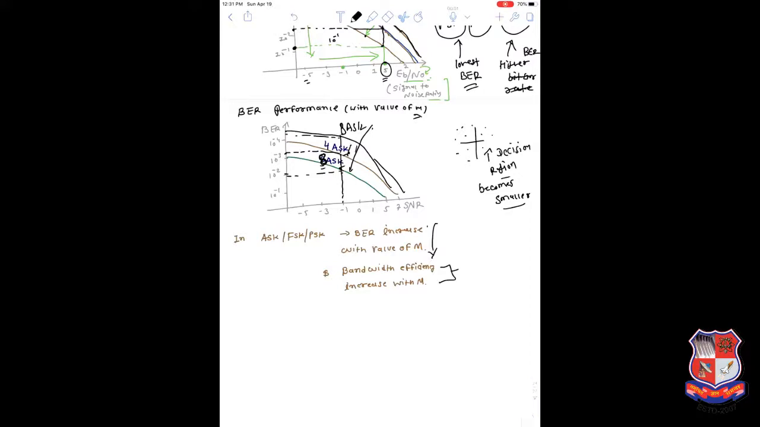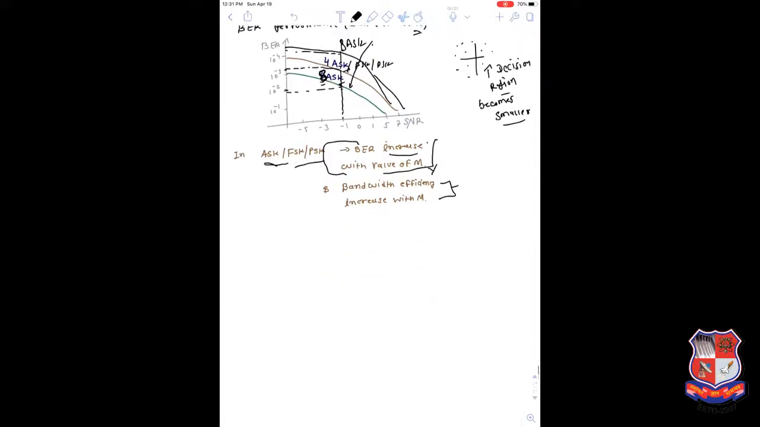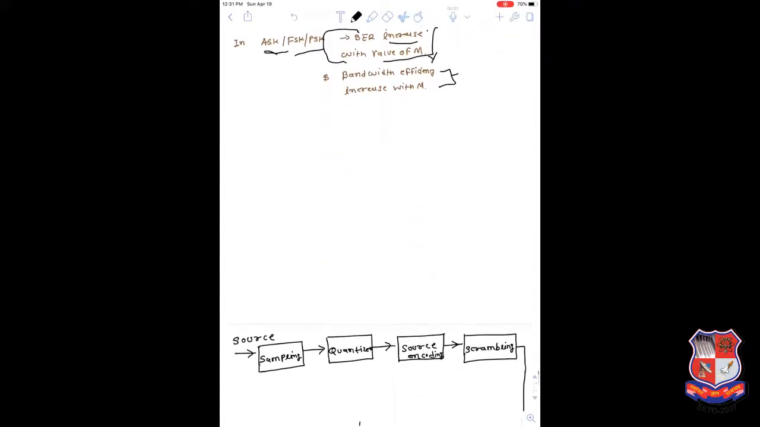This is not only the case for ASK; if you take the case of FSK, PSK and anything else, we can generally write, for any signal ASK, FSK or PSK, the bit rate increases with the value of M. So this part you need to learn.